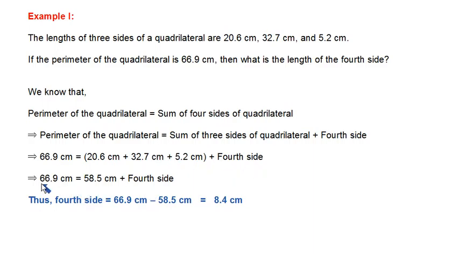So we can write 66.9 cm, and adding up these three, 58.5 cm plus the fourth side. Solving the equation, we are getting the fourth side is equal to 8.4 cm.